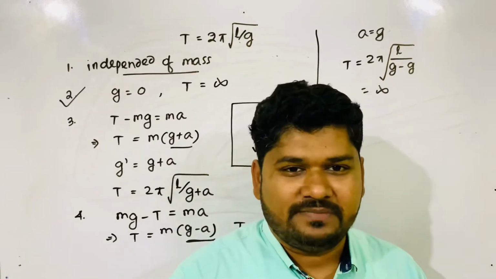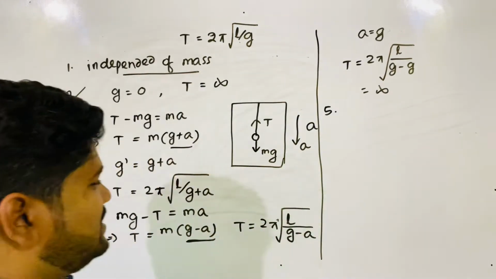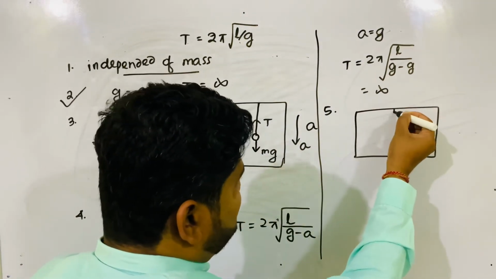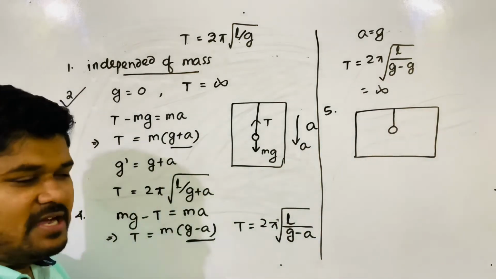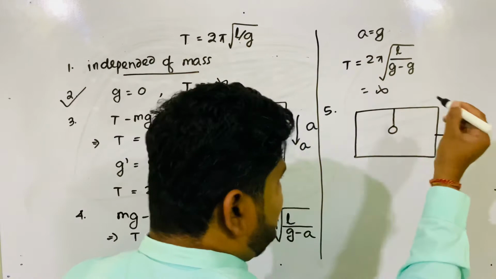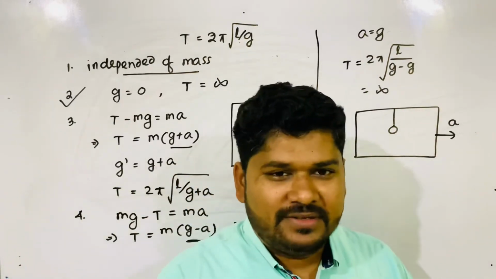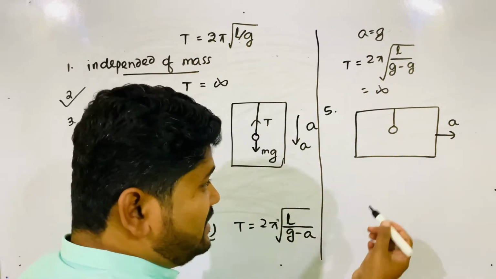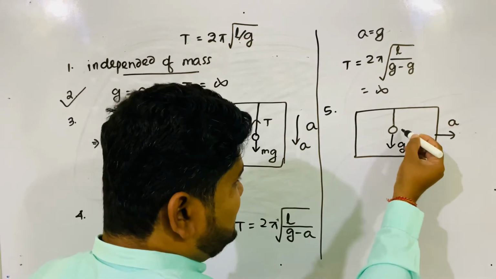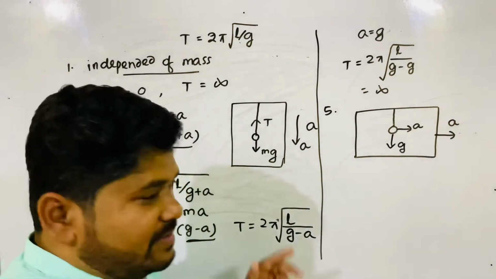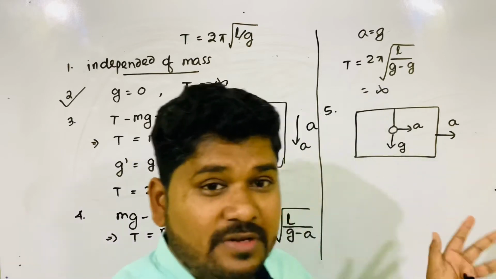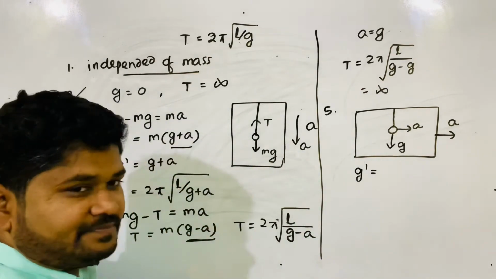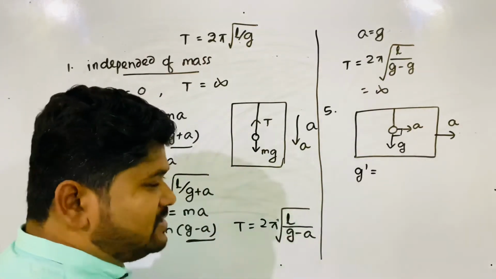Then come to point number 5. What happens here? Suppose the pendulum is inside a bus, a carriage, and the bus is moving horizontally with acceleration a. What is the effective acceleration of the pendulum now? We have to find it out. So downward acceleration is g, and this horizontal acceleration is a. If the bus is going with acceleration a, the pendulum is also going with acceleration a. Then what is the effective acceleration g dash? g and a are perpendicular to each other.